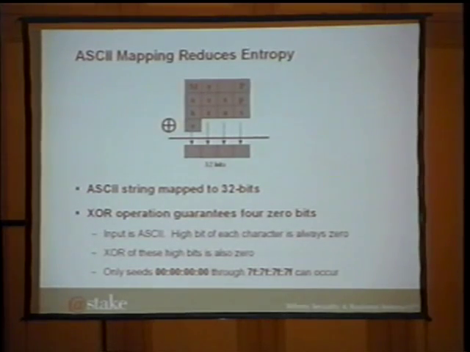In the first step, where the ASCII key is mapped down to a seed, we reduce, well, right off the bat, we took a string which could have had an arbitrary amount of entropy in it. We mapped it down to a 32-bit value. Already we have at most 32 bits of entropy.